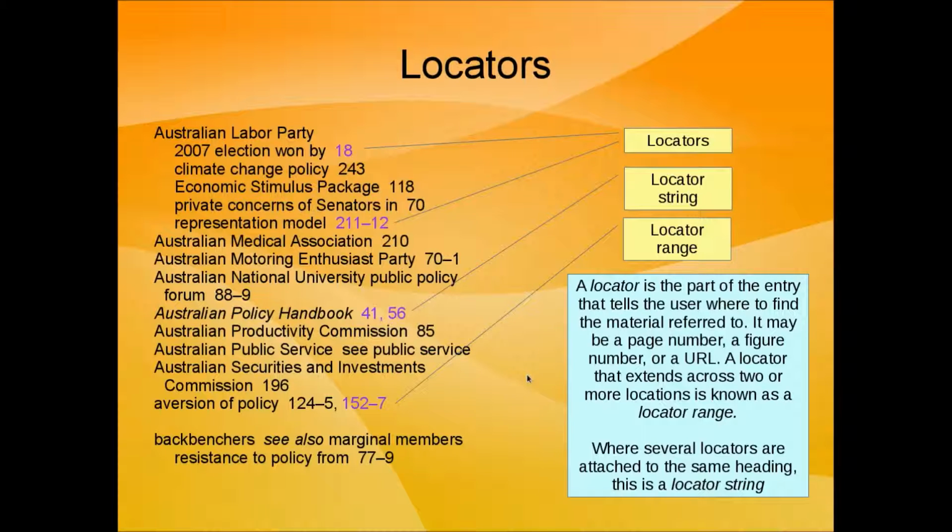Locators are the parts of an entry that tells the user where to find the material. It may be a page number, as it is here, paragraph number, a figure number, or even a URL if you're looking at an index which is up on the web. A locator that extends across 2 or more locations, like this, is known as a locator range. And where several locators are attached to the same heading, this is a locator string, as in this one here.